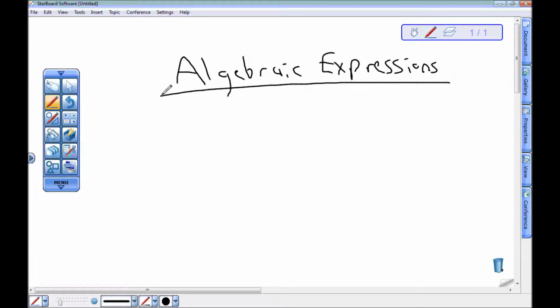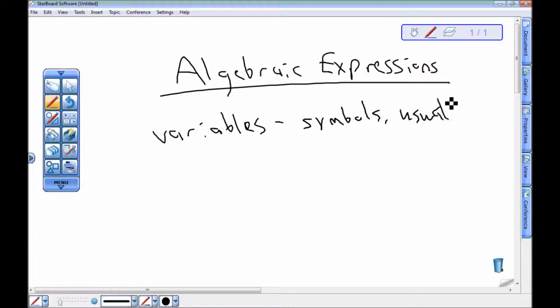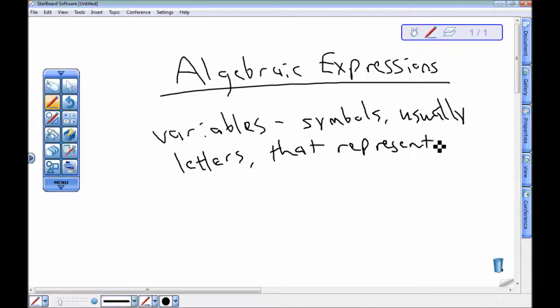To build an algebraic expression, we use basically two things. We use variables, and these are symbols, usually letters, like X, that represent some number or quantity, a known number or an unknown number. The most common variable we use in algebra is X.